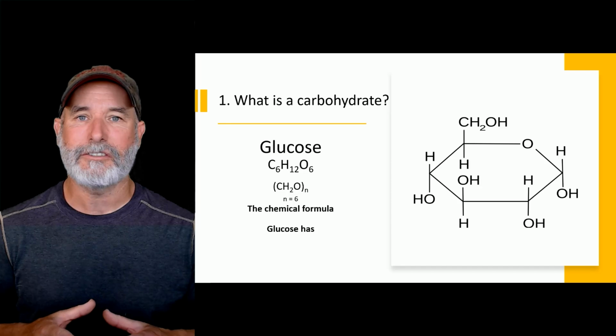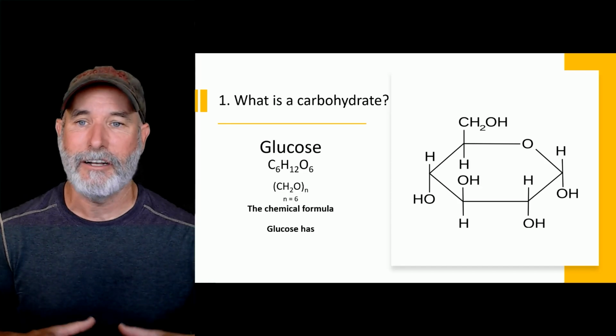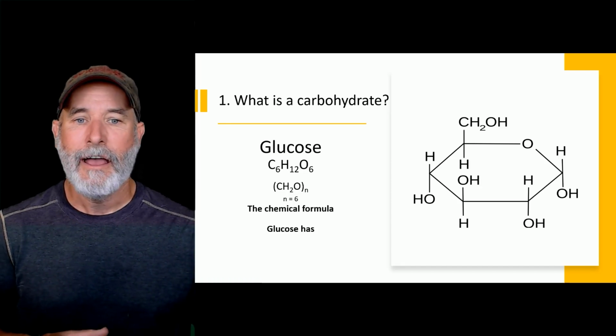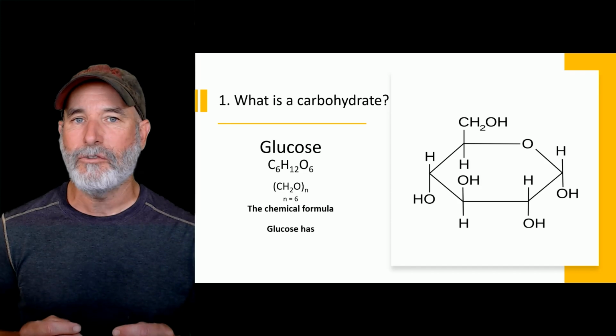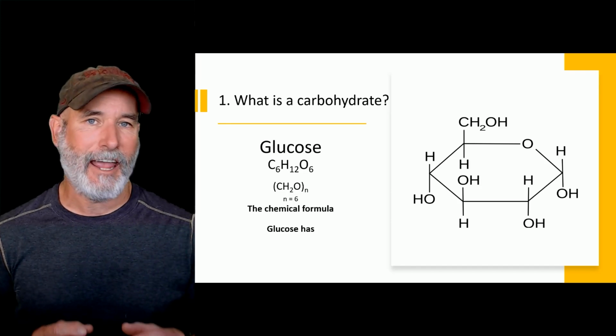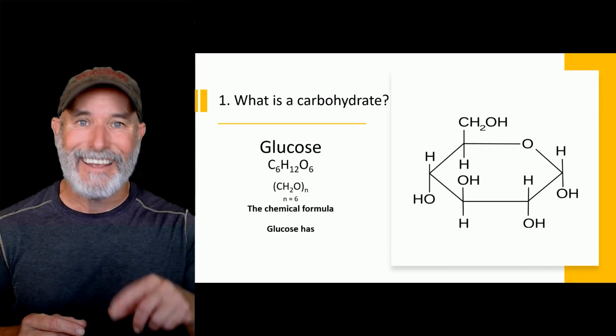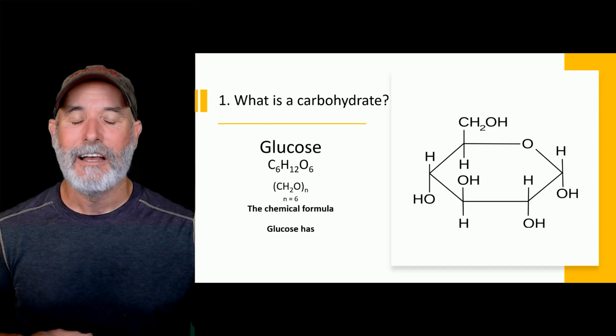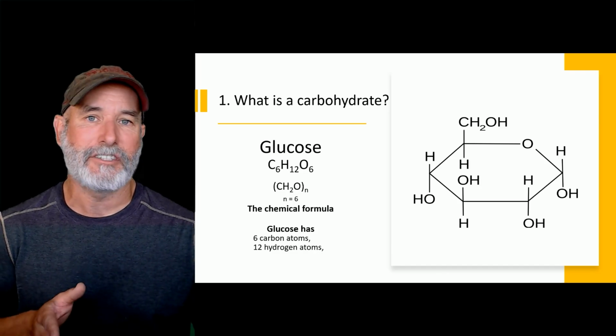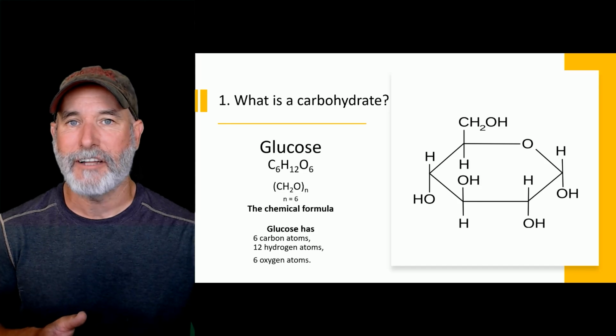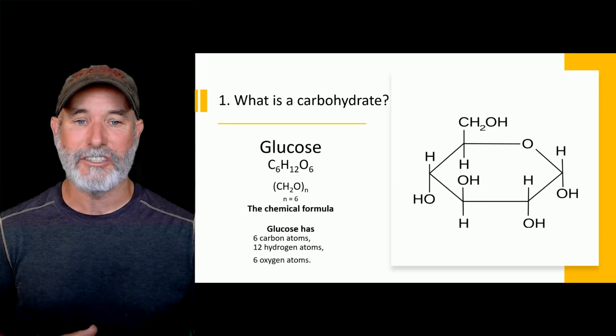Now, glucose is a type of carbohydrate. It's one that most of us are familiar with. And it has what is called a chemical formula, C6H12O6. So if our CH2O to the n equals 6, that means that our glucose is going to have 6 carbon atoms, 12 hydrogen atoms, and 6 oxygen atoms.